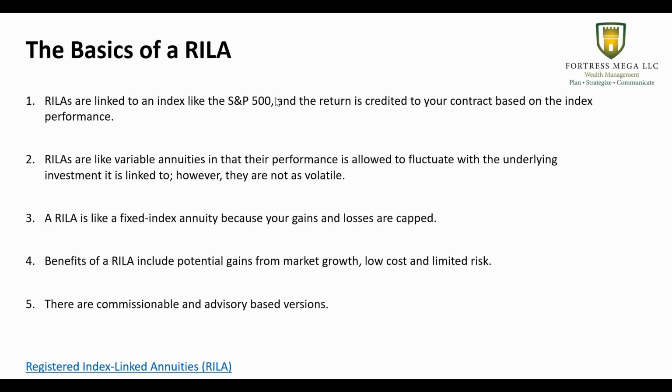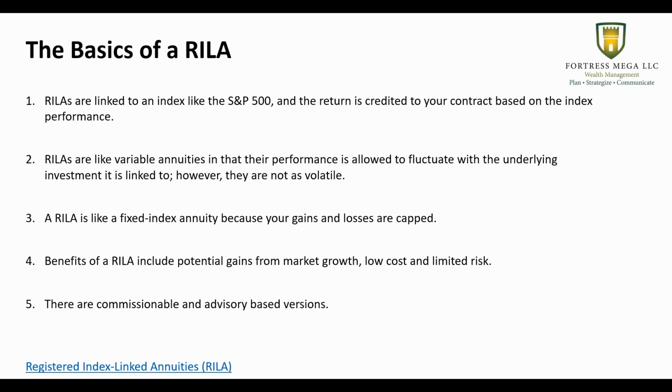But on the other side of the equation, if the market crashes, this is going to give protections. So it's a lot like a fixed index annuity, except unlike a fixed index annuity, you can actually have losses with a RILA. It's one of the insurance products that does allow losses to occur under certain circumstances. But it is considered lower risk. So you're trying to get potential gain from market growth with low risk, is the idea.